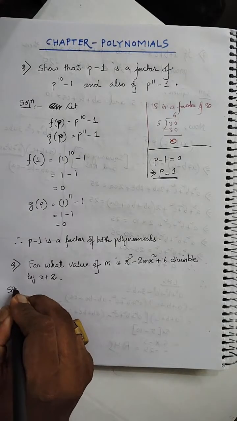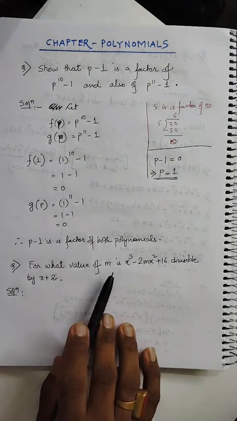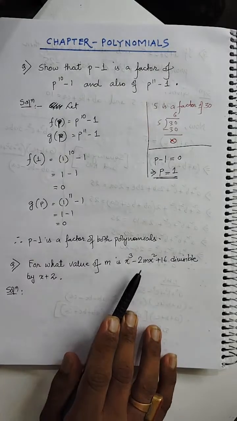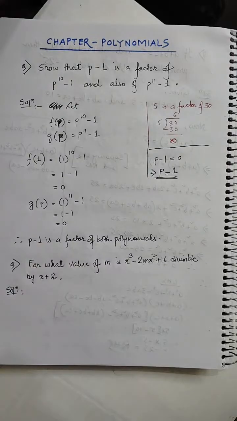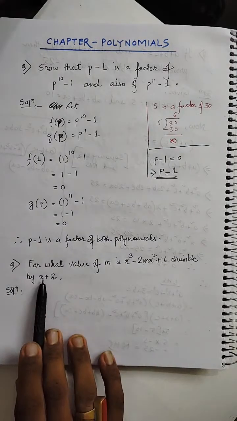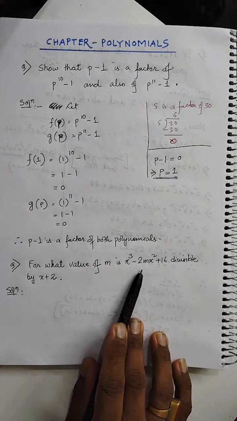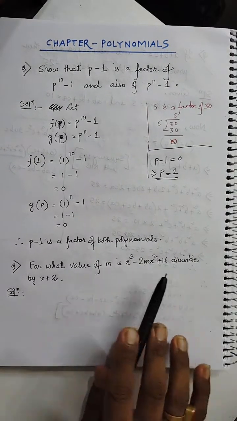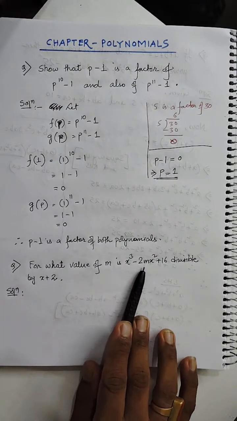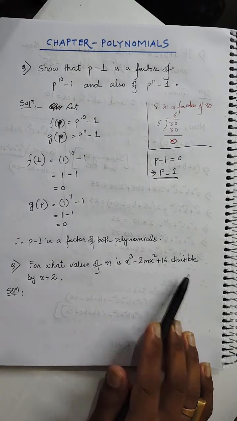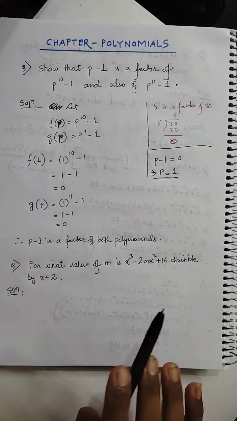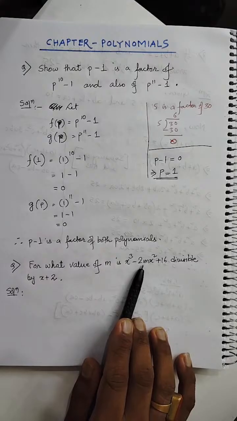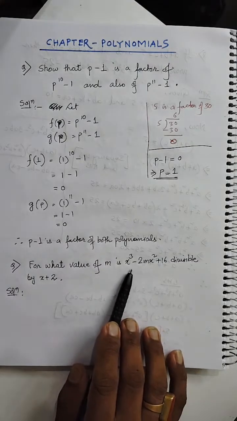Okay, so the question says for what value of m is x cube minus 2mx square plus 16 divisible by x plus 2. So on reading the question we can easily make it out that x plus 2 is a factor of this polynomial. It is given that x cube minus 2mx square plus 16 is divisible by x plus 2. And the only thing we are required to find is the value of m. M is an unknown value here.